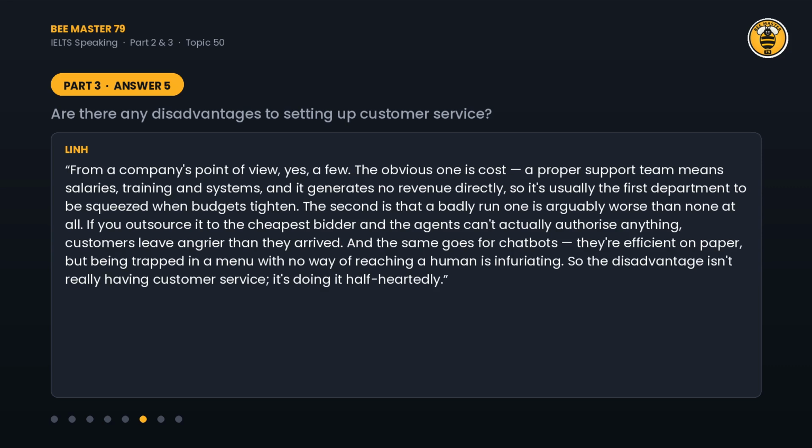The second is that a badly run one is arguably worse than none at all. If you outsource it to the cheapest bidder and the agents can't actually authorize anything, customers leave angrier than they arrived. And the same goes for chatbots. They're efficient on paper, but being trapped in a menu with no way of reaching a human is infuriating. So the disadvantage isn't really having customer service, it's doing it half-heartedly.